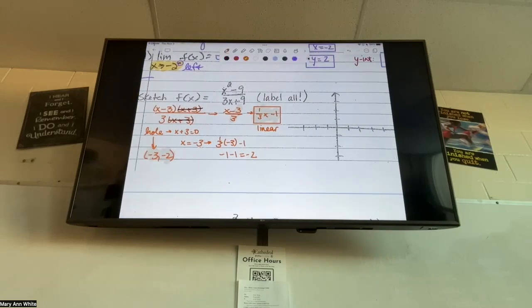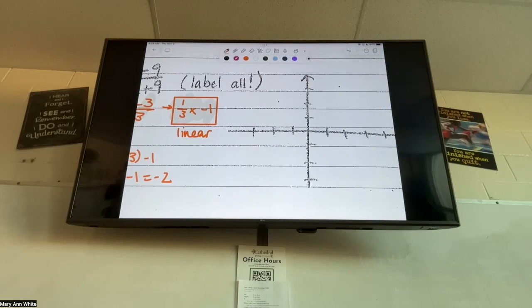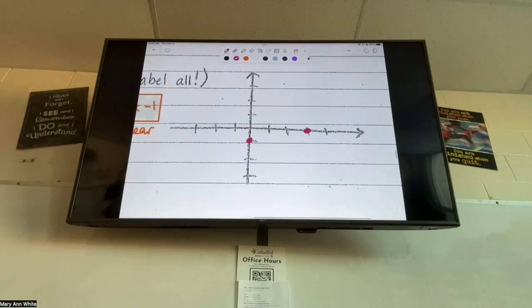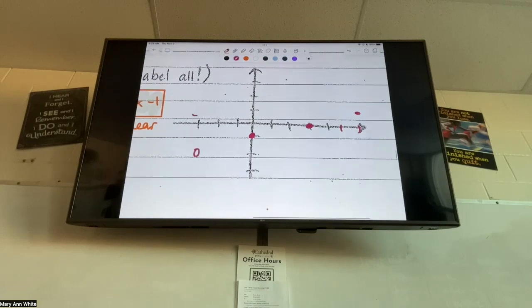Okay, so let's go graph. I've got 1/3 x minus 1, so I'm going to start at -1. I'm going to go up 1 over 3, up 1, 1, 2, 3 over 3. I'll go one more. Up 1, 1, 2, 3, somewhere about there. And if you went down 1 and then over 3, that would be where my hole is. That's at -3, -2. So we'll just put a hole right there.